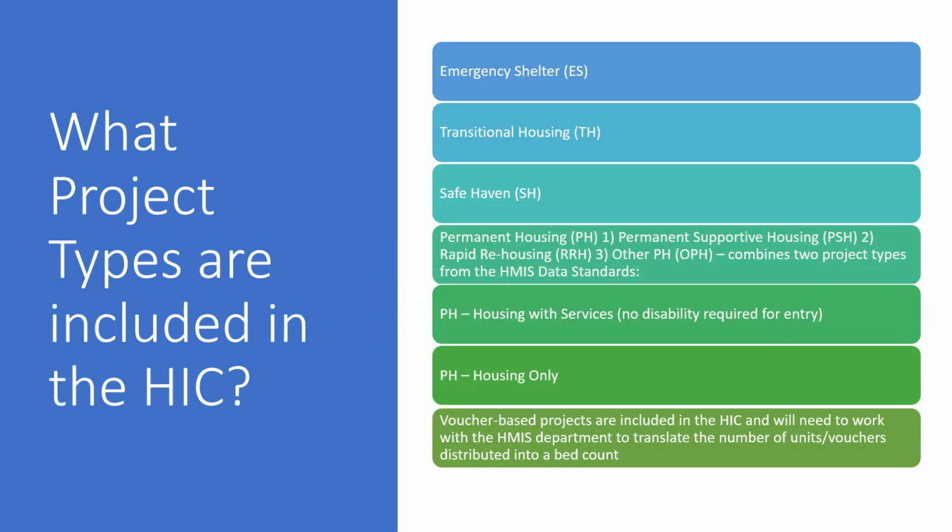What project types are included in the HIC? The project types included in the HIC, as identified in the most recently published HMIS data standards, are emergency shelter, transitional housing, safe haven, permanent housing, so permanent supportive housing, rapid rehousing, or other permanent housing, which combines two project types from the HMIS data standards.